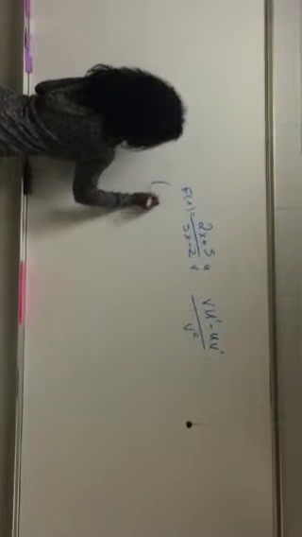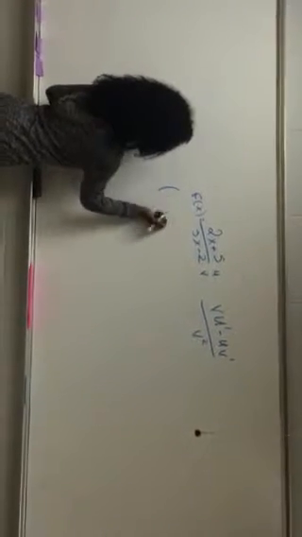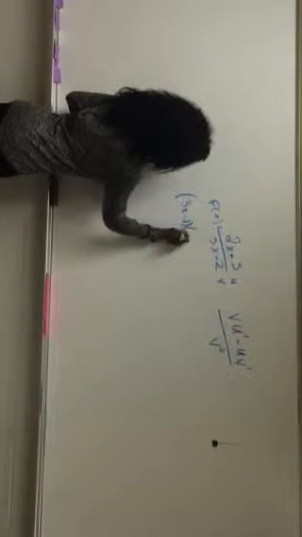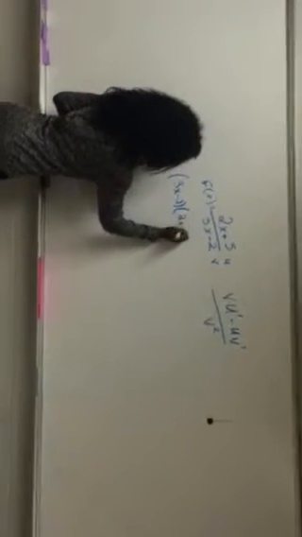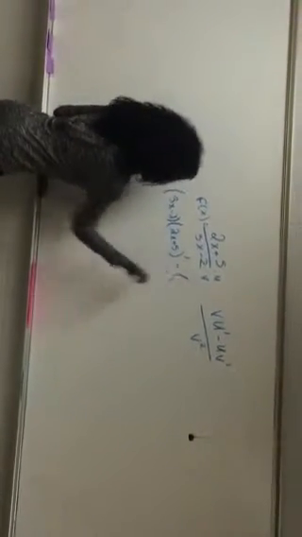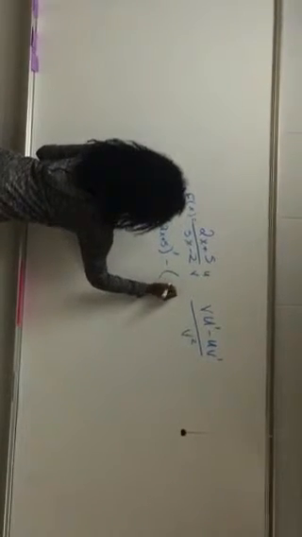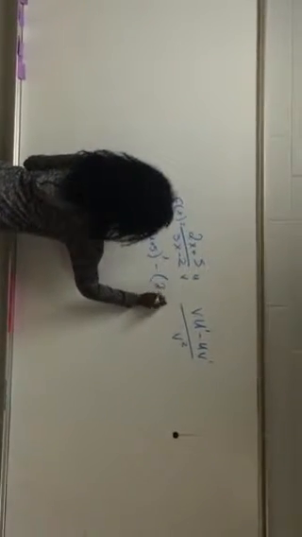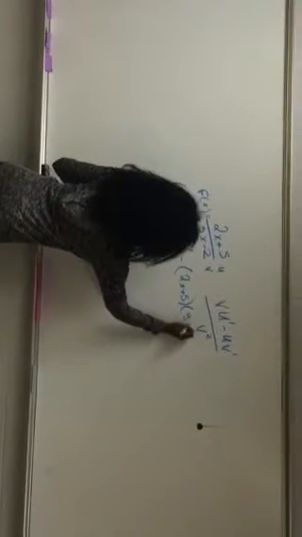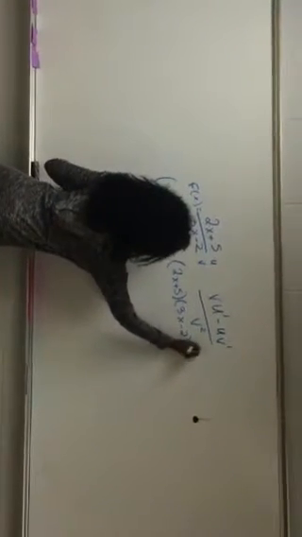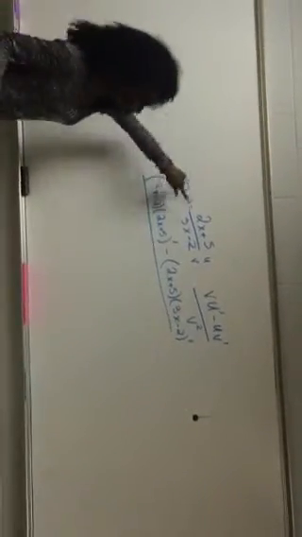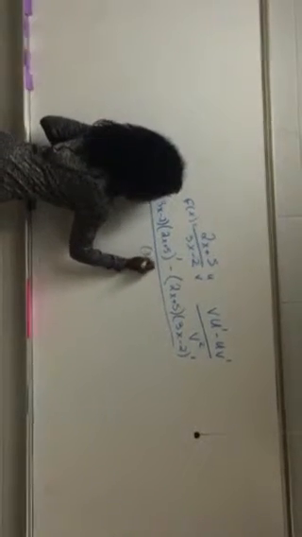So if we plug this into the quotient rule, v is 3x minus 2 times 2x plus 5. We'll take the derivative of that later. Minus u, which is 2x plus 5, times the derivative of v. And this is all over v squared. V squared is again the denominator, (3x - 2) squared.